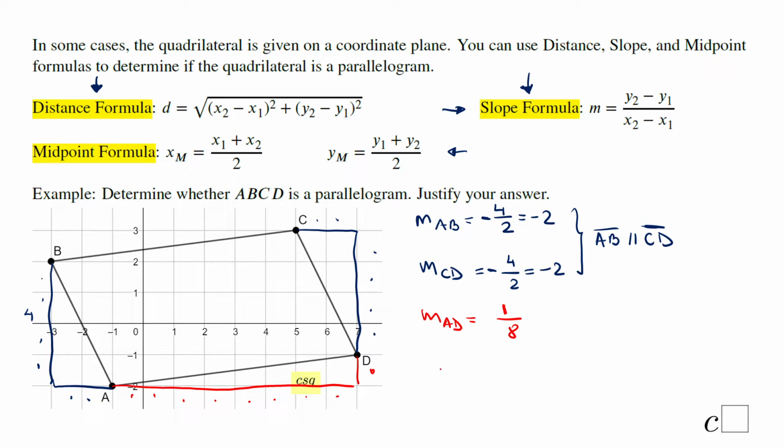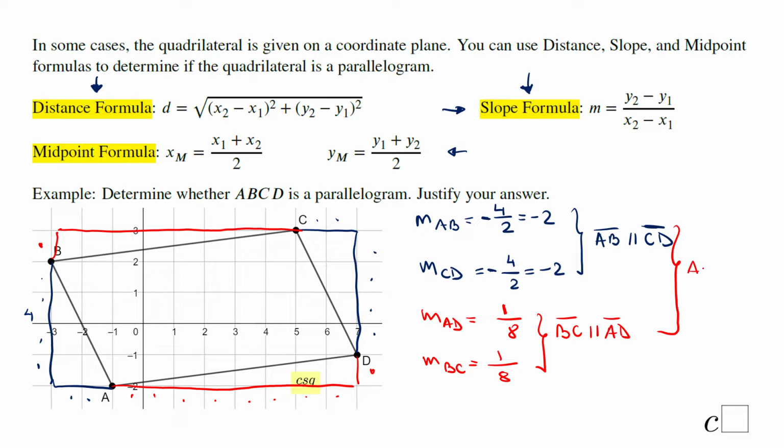Let's take a look at the slope of the side BC. You'll notice it's going to be the same, right? Because I have a rise of 1 and a run of 1, 2, 3, 4, 5, 6, 7, 8. So it's going to be 1 over 8, going up from left to right. So we notice these two are the same. That allows us to say the segment BC is parallel to the segment AD. Now, based on these two statements, we can say ABCD is a parallelogram.